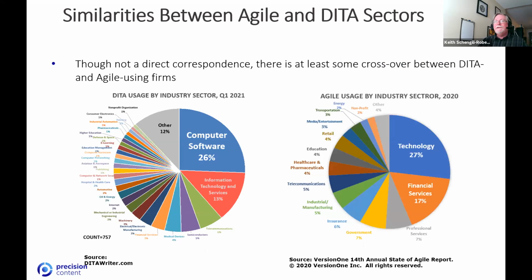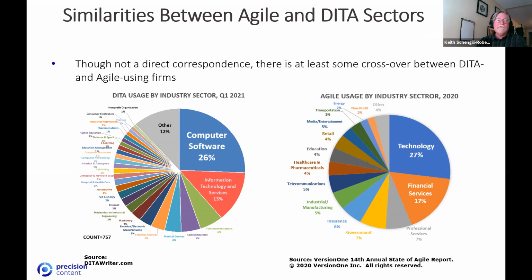Okay. The other cool thing that again I've noticed in my research is that there are some interesting similarities between Agile and DITA sectors. So on the left, this is some material that I've derived from the DITA Writer website, and this actually looks at a count and classification of 757 different firms that are known to be using DITA. And you can see that the primary ones are the computer software sector, the information technology and services sector, and then after that you come to telecom, semiconductor, medical devices, financial, and so on and so forth. It's not a huge surprise for me that certainly the technology sector is a primary Agile user on the right hand side, but it's interesting to see where else it's used.